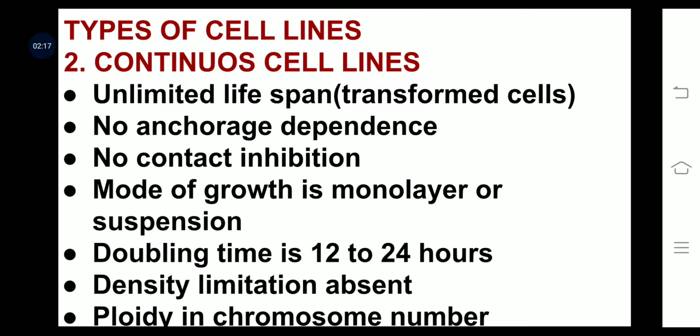Density limitation is absent, and there is ploidy in chromosome number. Every species has a fixed chromosome number, but in case of continuous cell lines, chromosome number starts changing. So it can become diploid, triploid, tetraploid, or even aneuploid.